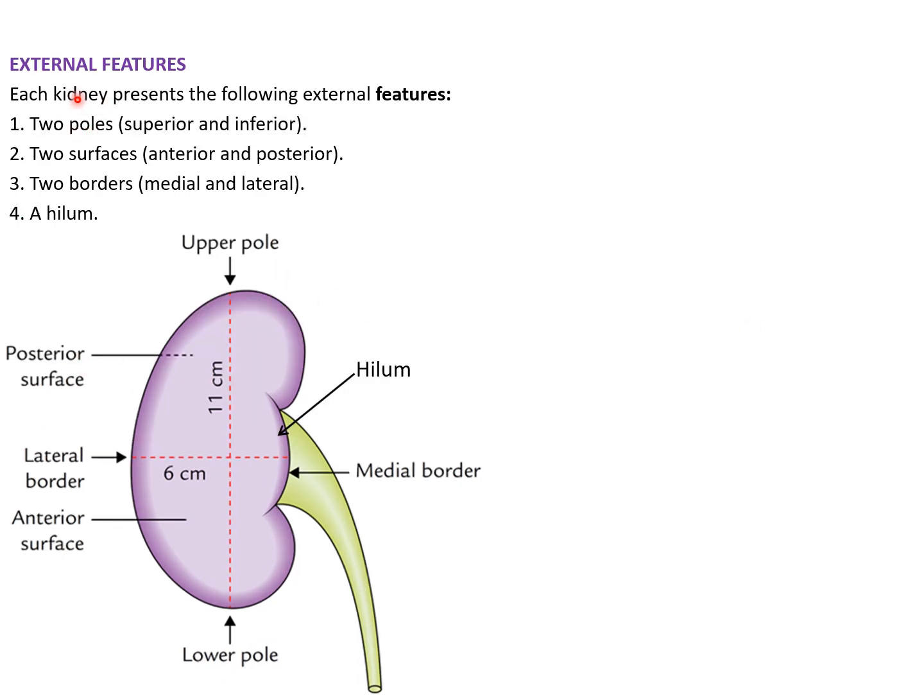External features. Each kidney presents the following external features: the 2 poles, the upper pole and the lower pole, the 2 surfaces, anterior surface and posterior surface, and the 2 borders, the lateral border and the medial border. The medial border presents a vertical slit called hilum.